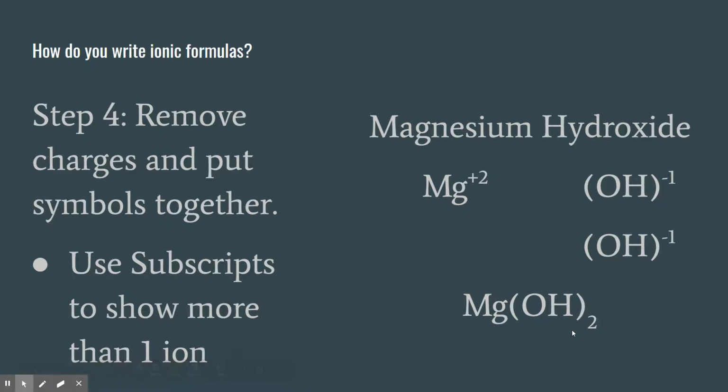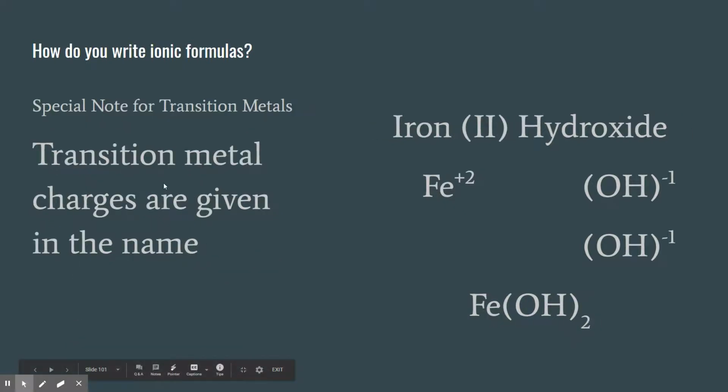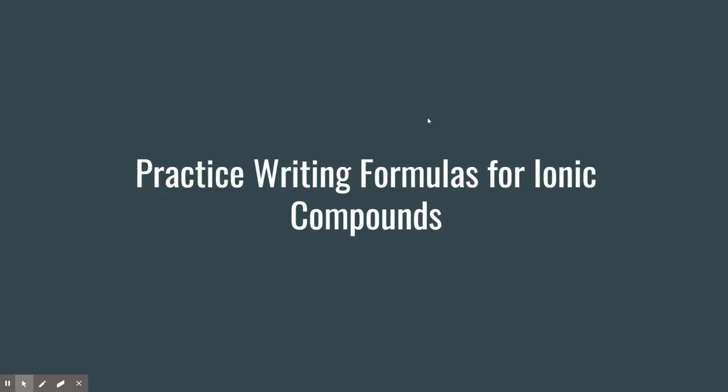Now, there are special rules for transition metals. Transition metals will always have their charges next to the name, so I won't have to look that up on the periodic table. The iron 2 tells me that this iron has a +2 charge, and that Roman numeral always goes with the metal. So let's practice writing formulas for ionic compounds.